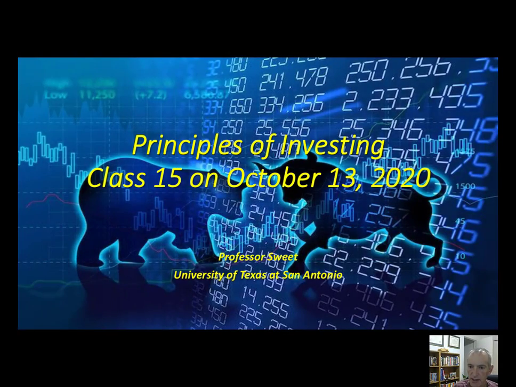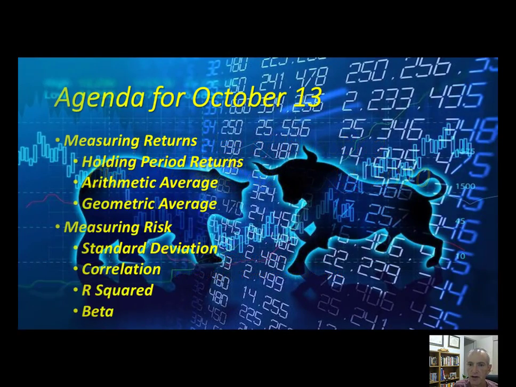So here we are in class 15. Today we'll get into two closely related topics: measuring return and measuring risk. On the returns, we'll figure out how to calculate what's called a holding period return, which is just one period. Then we'll link that together so we can look at averages, whether it's an arithmetic average or a geometric average, two different ways of measuring averages for returns. And then see if we can somehow relate that to risk.